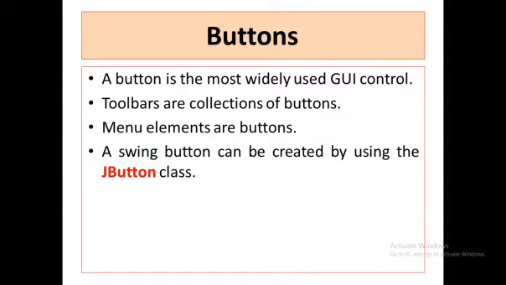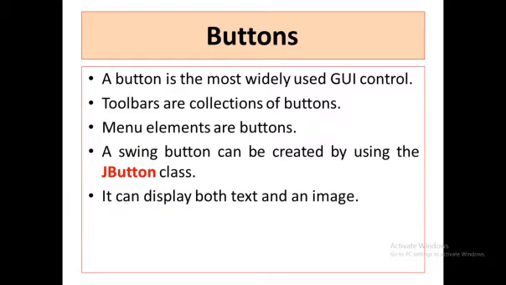A swing button can be created by using the JButton class. If we want to implement the swing package, then in the swing package, the subclass of a component class, that is the JButton class, we use for implementing the button. And if we want to use the AWT package, in the AWT package we have only the Button class. One thing that everyone should remember: whenever we use a swing component, all swing components start with a capital J.